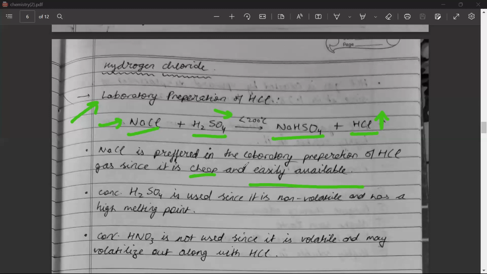Now, concentrated H2SO4 is used since it is a non-volatile acid and has a high melting point. So there is less risk of it volatilizing out with the reactants. Concentrated HNO3 is not used since it is volatile and may volatilize out with HCl. It is volatile in the sense its melting point is very low. But H2SO4 is non-volatile in the sense that its melting point is very high. Okay, so let's move on.